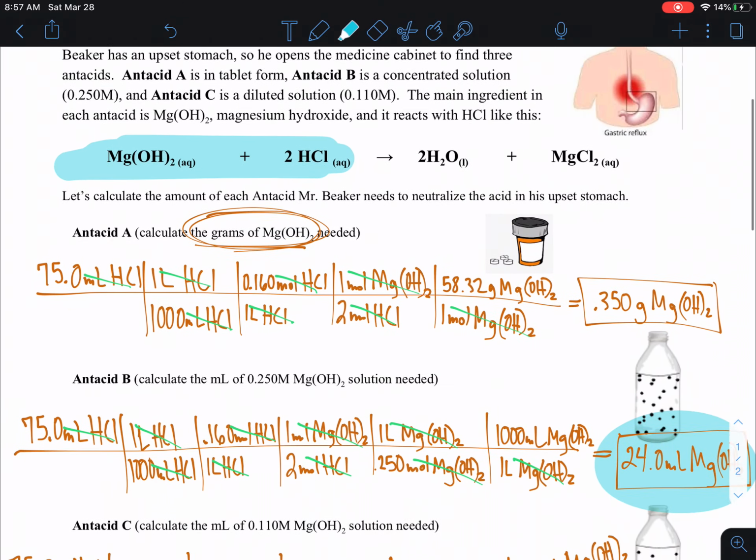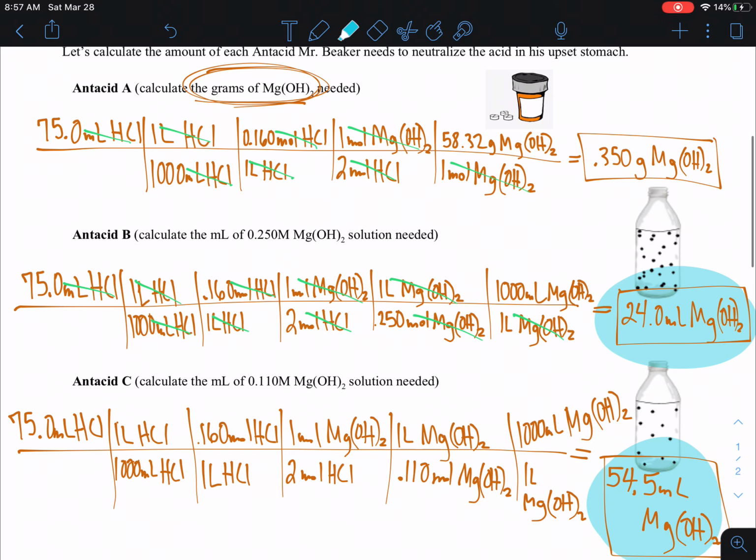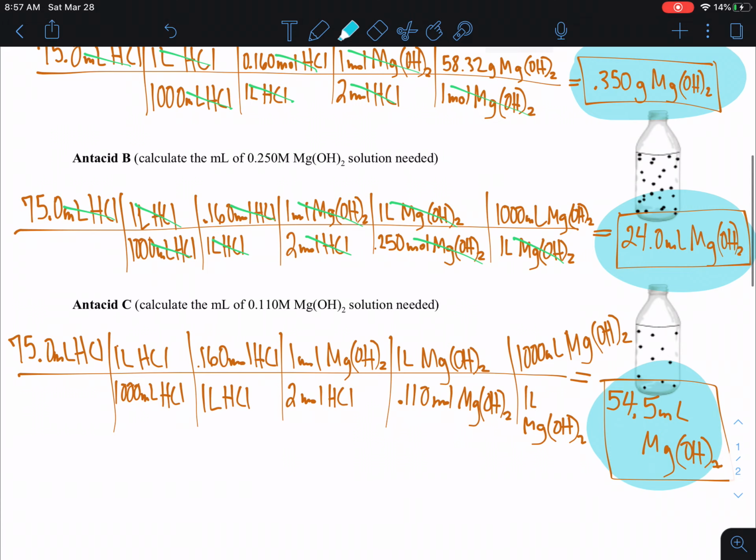So there are the three problems, three answers. If he wanted to take the first antacid, he'd have to take 0.35 grams because it's in tablet form. The second antacid, he'd have to take 24 milliliters. And the third antacid, he'd have to take 54.5 milliliters. So we'll go ahead and cancel out to show that our units are all good the whole way through. And that about does it.